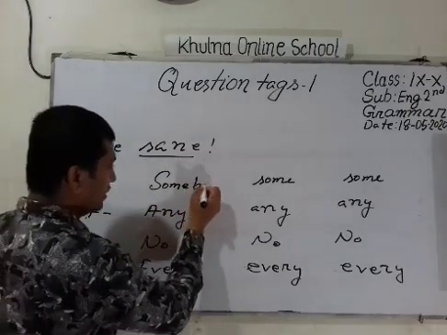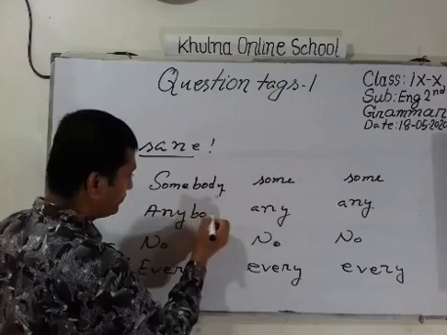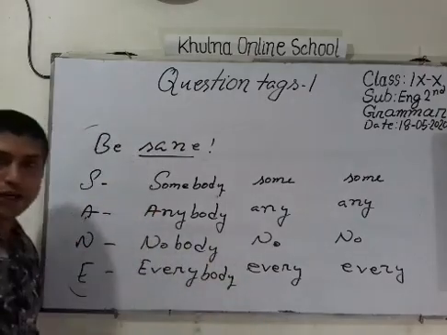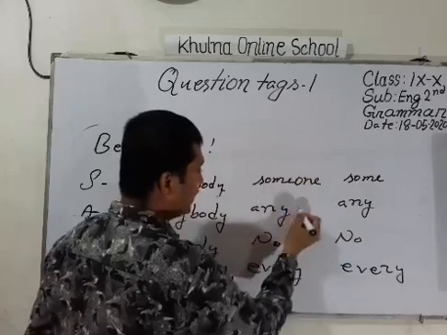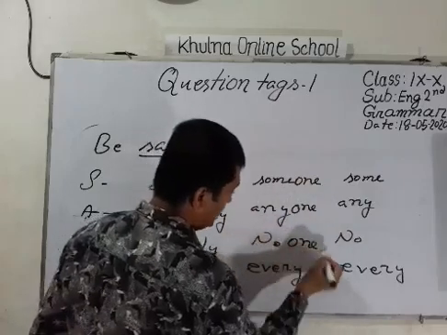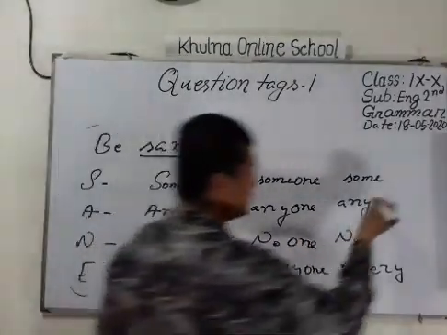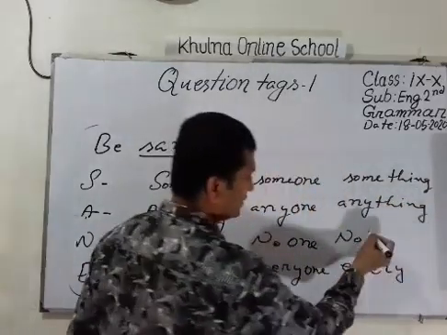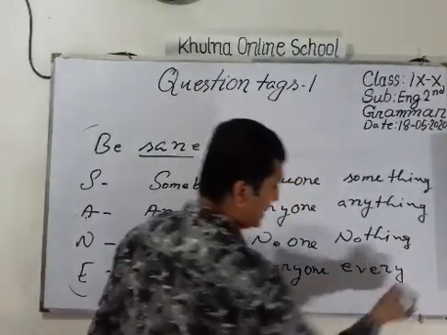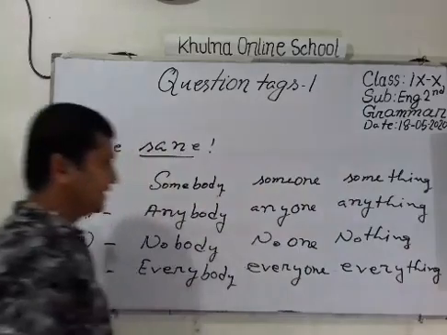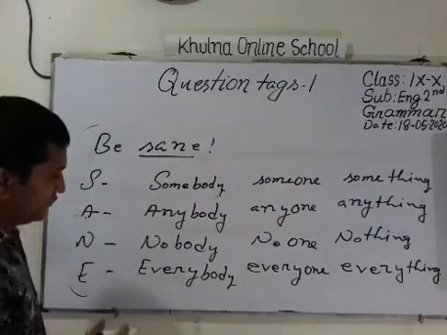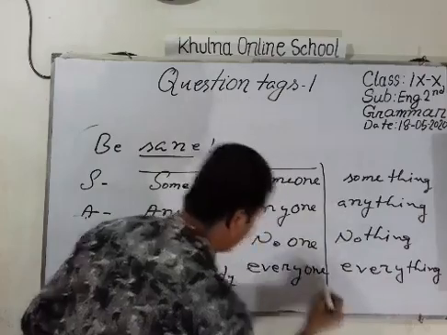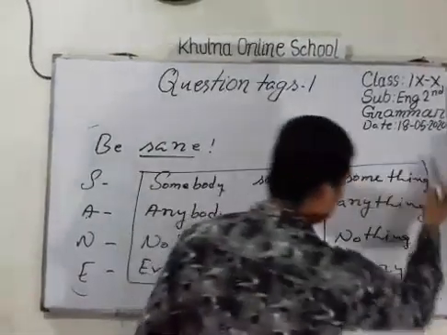Some, somebody, anybody, nobody, everybody. Someone, anyone, no one, everyone. And we can use here thing: something, anything, nothing, and everything. The students, you can keep all these words by this technique. I've divided these words into 2 parts. Look here.